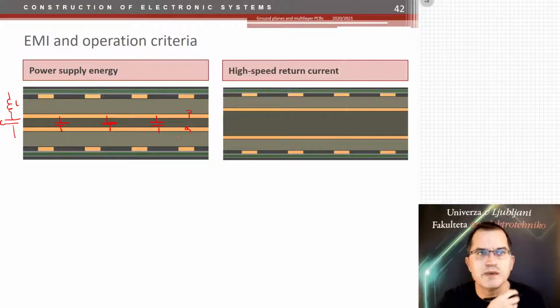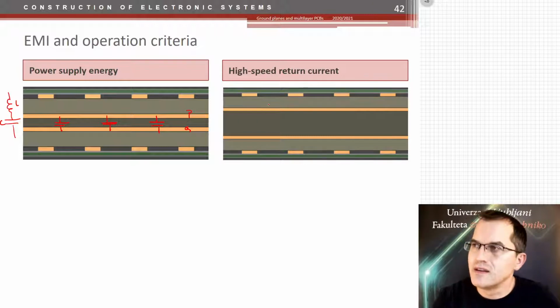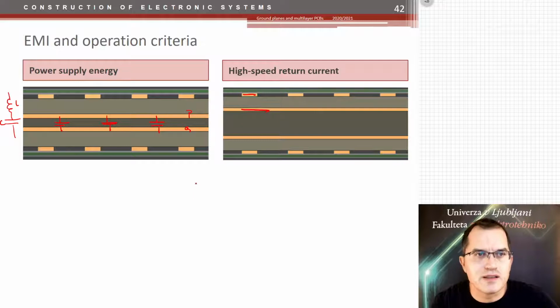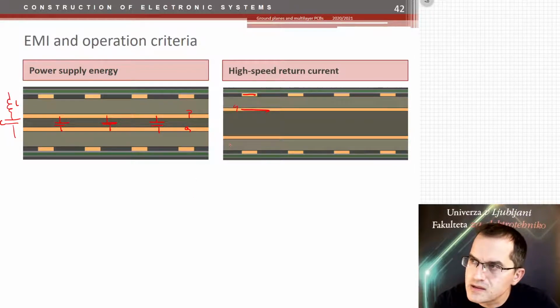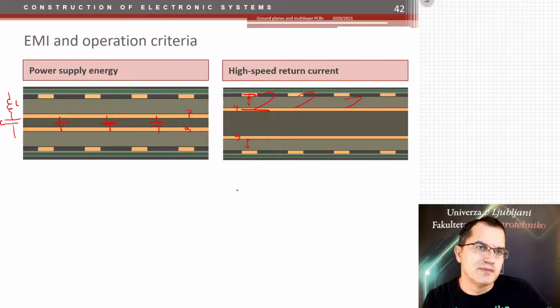What about high-speed return currents? For high-speed return currents, you want the tracks to be as close as possible to the ground planes. So just the opposite. Now the ground planes, these are two ground planes now, should be as close as possible to the tracks. And that would make the smallest current loops possible. Okay?